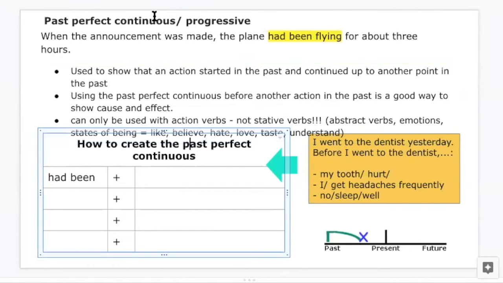So how do we form the past perfect continuous? Had been, and verb plus ing. Had been, and verb plus ing.